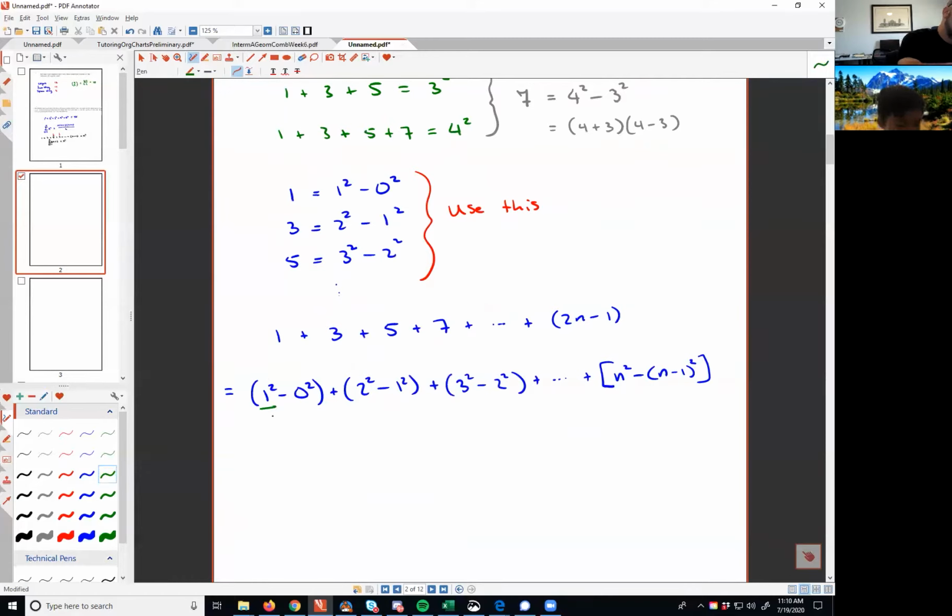Not sure. Have you ever heard the term telescoping series? Oh, telescoping, yeah. That's what we're doing right here. Every term except the 0 squared and the n squared cancels out with a corresponding term. So all we're left with is n squared minus 0 squared, which is, of course, just n squared.